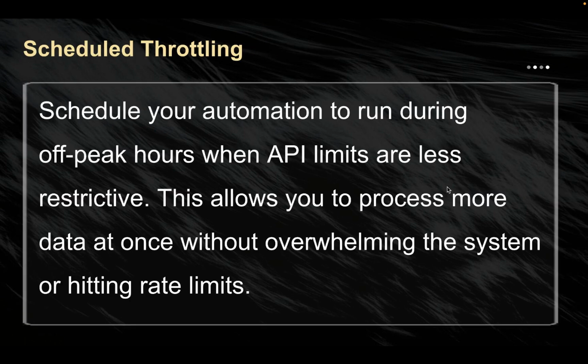Scheduled throttling. Schedule your automation to run during off-peak hours when API limits are less restrictive. This allows you to process more data at once without overwhelming the system or hitting rate limits. This is very simple and direct. So knowing when there are off-peak hours allows you to take advantage of this period to ensure optimum performance of your automation system.